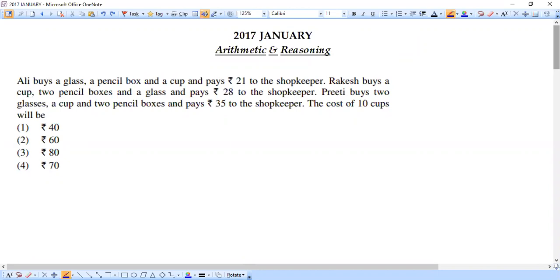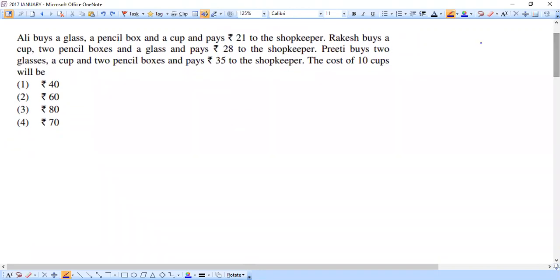Here we go. Our first question is actually from numbers and equation. If you remember the previous session, we had a very similar question based on this numbers and equation. And the same concept, we again have a question here. Let's go to the question.